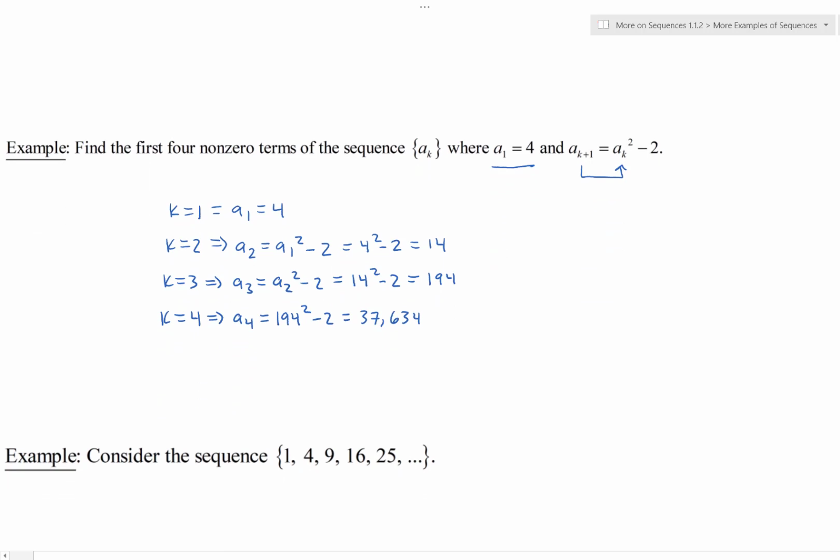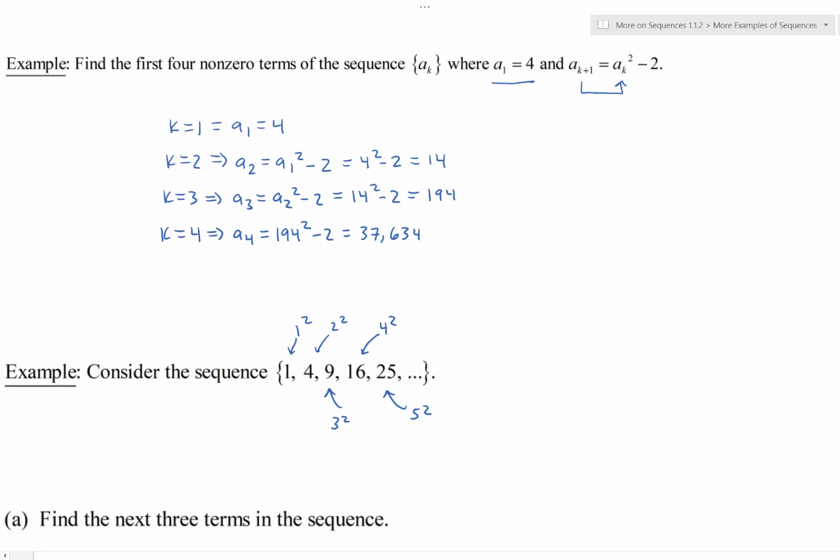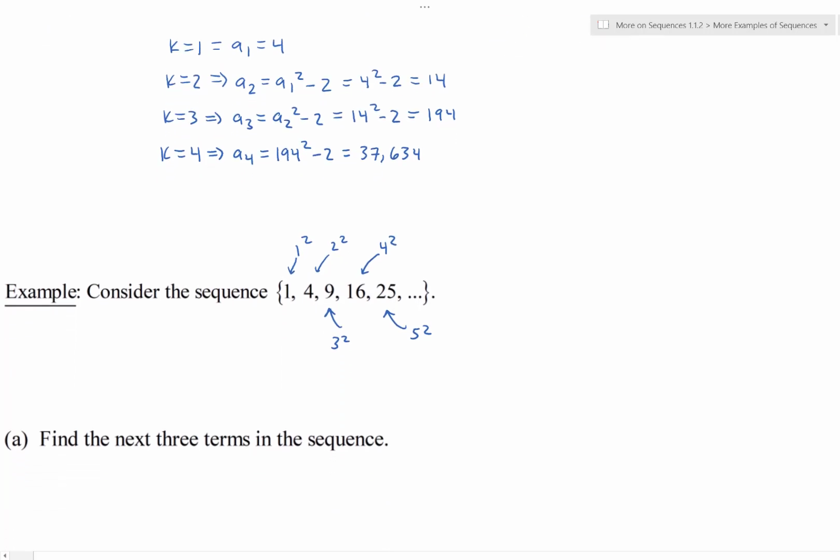Finally, in this last example, just to get a few examples out of the way before we start talking about a new topic, let's consider the sequence we're given here: 1, 4, 9, 16, 25, and so on. And so we notice that 1 is 1 squared, 4 is 2 squared, 9 is 3 squared, 16 is 4 squared, and 25 is 5 squared. So this sure seems to be the sequence of the square naturals. And indeed it is.